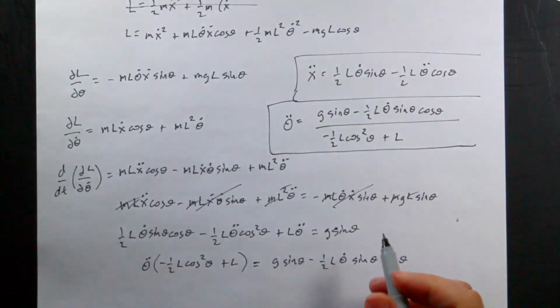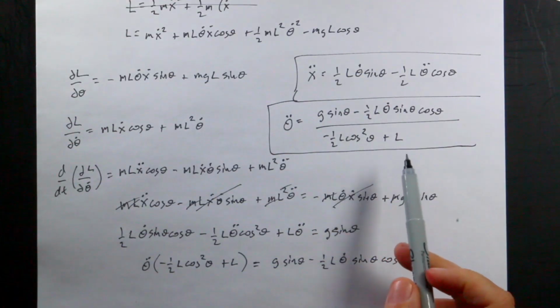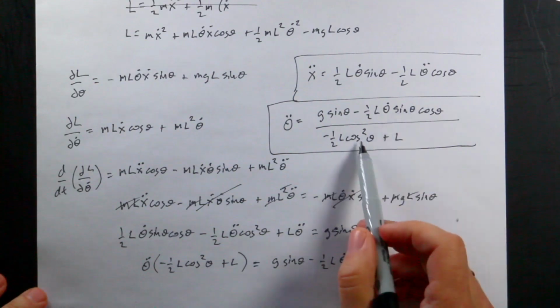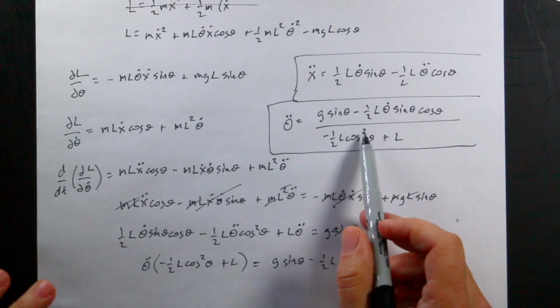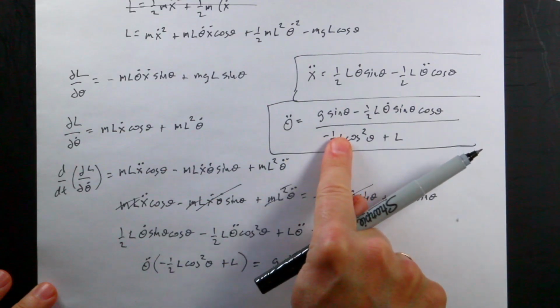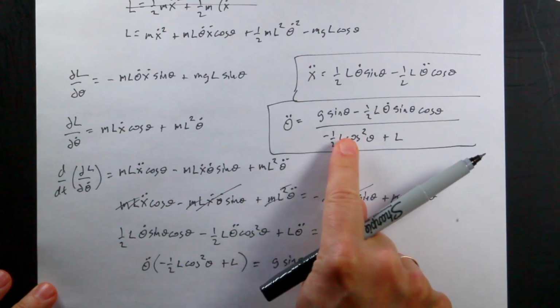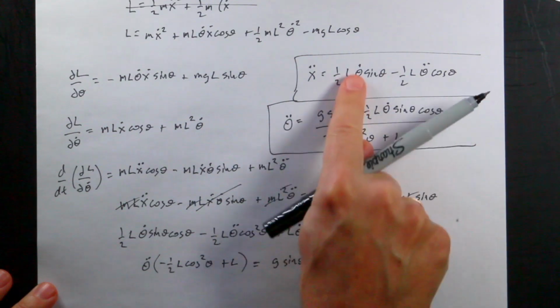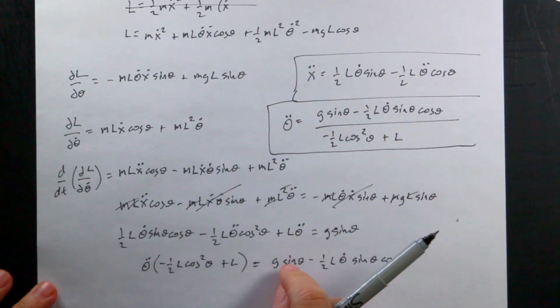Okay, so if I didn't make a mistake, then this is going to work. Because right here I have theta double dot in terms of theta dot and theta, and here I have x double dot in terms of theta dot and theta. And I can use this to model the whole thing.